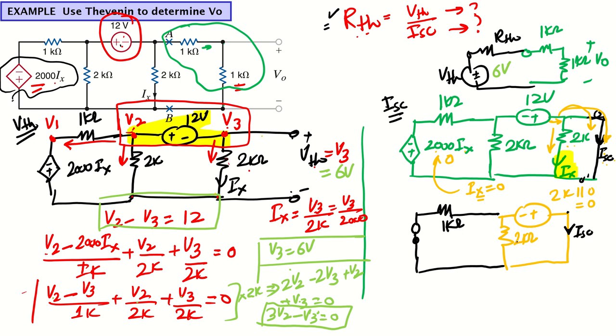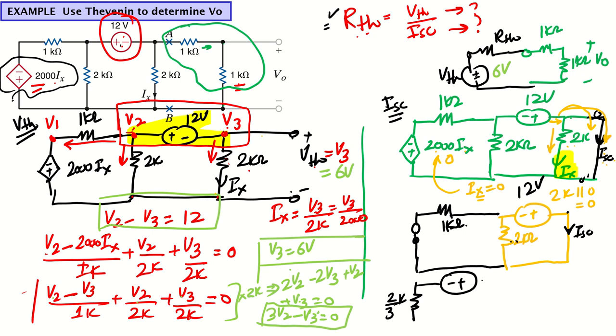So I have 2K and 1K in parallel. 2K parallel 1K: 2 times 1, divided by 2 plus 1, which is 3. So 2 over 3, which is about 0.66. I can redraw this circuit with the parallel combination of 2 over 3K.